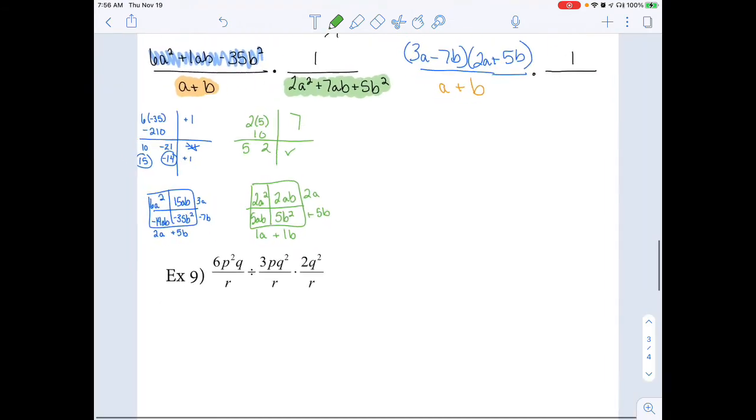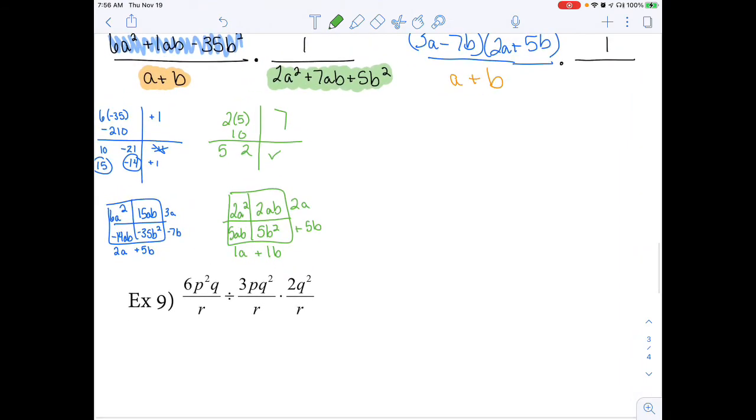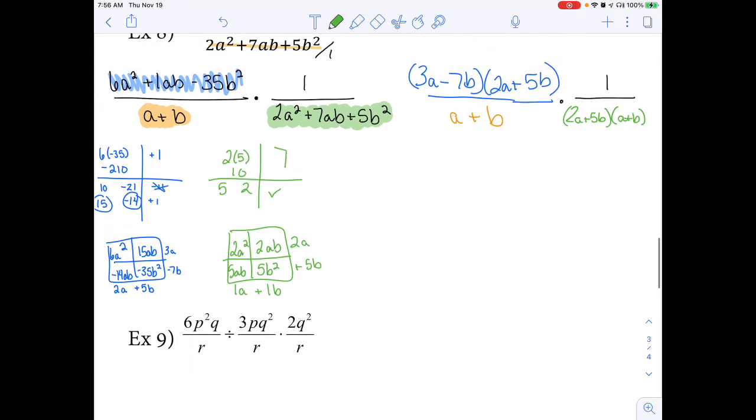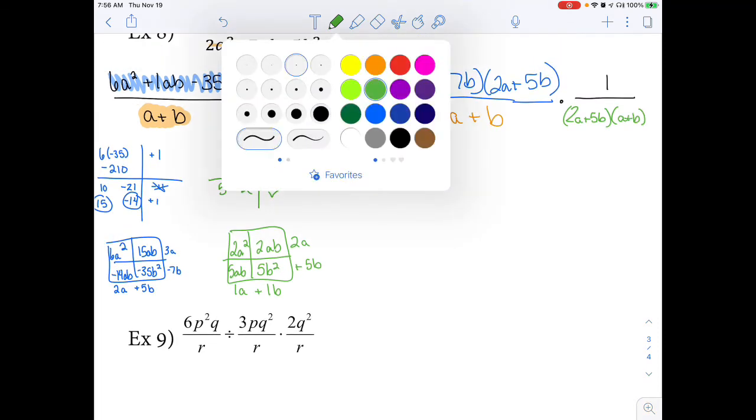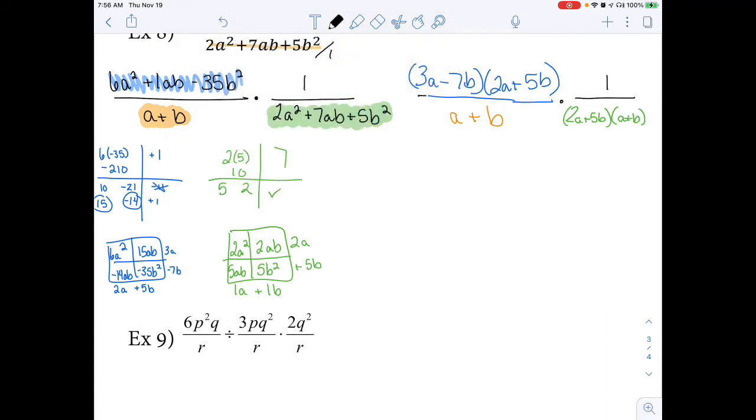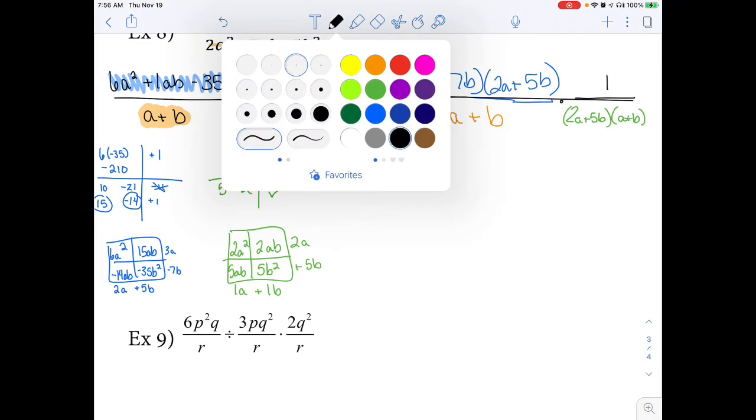So I'm going to go ahead and put that in my bottom right. 2a plus 5b, 2a plus 5b, 1a plus 1b, which I'm just going to leave as a plus b. And I am going to go ahead and cross cancel up and down. You can just picture this again as one large fraction bar. That's perfectly fine. You're allowed to do that now.